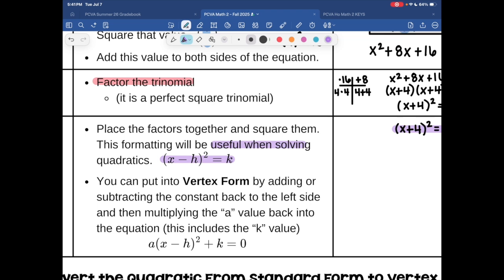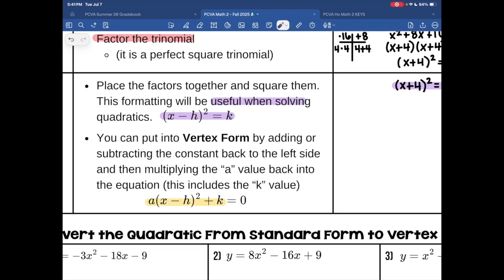However, we want to convert this into vertex form. If you notice, when we're looking at vertex form, we have this k value, which is the same thing as a c value. But up here, the k is on the right-hand side of the equal sign. We want to get that k and move it back over here.